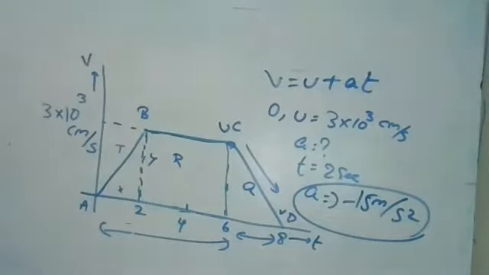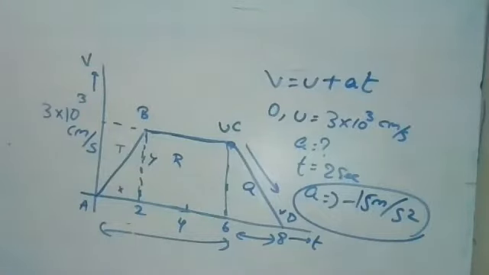Others, any doubts? Have I cleared it? Acceleration is minus 15 meter per second square. In this graph, you can go with the slopes also. You can find out the relations. There are different methods to find it. At the end, we need to save time. Okay, I'll give the next question. We'll try to find it.